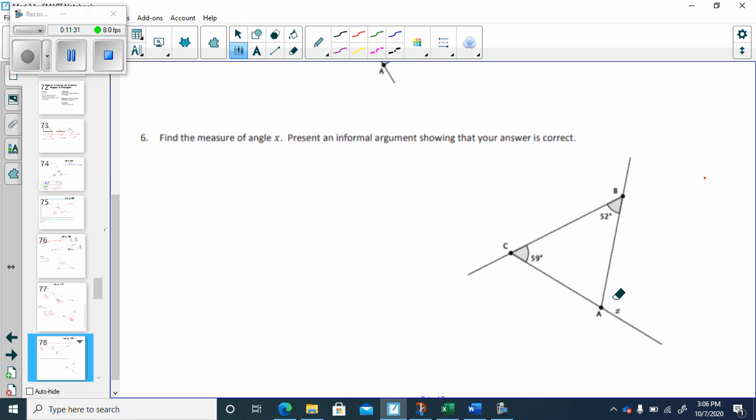Find the measure of angle x. I need this angle here. These are the two remote interiors. This is the exterior. I know that the sum of the two remote interiors, the ones that don't touch this, will be equal to the measure of the exterior. So x is equal to 59 plus 52. If I add those together, I get 111. Okay, so the measure of this angle is 111.